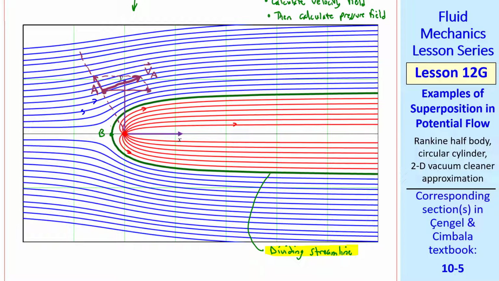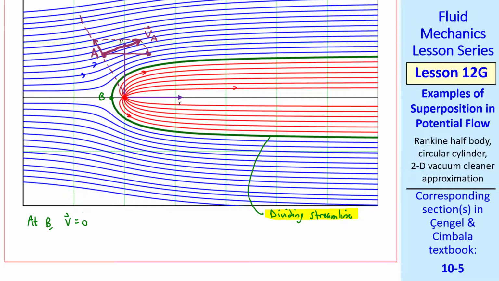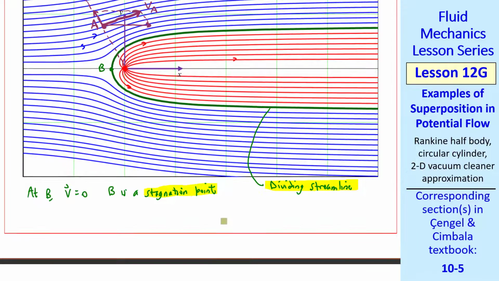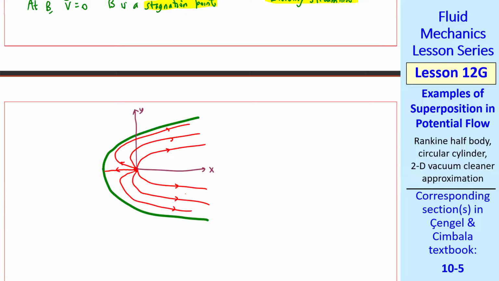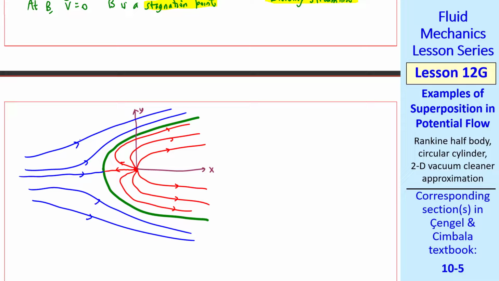Now consider point B right at the nose. At B, the velocity is 0. B is called a stagnation point, since the flow is stagnant, or zero speed. If we zoom in on that region around B, this is what we see inside the Rankine half-body and outside the Rankine half-body. At our point B, the speed due to the source moving to the left exactly balances the speed of the free stream moving to the right. So these two velocity components cancel out and give us zero flow at point B.